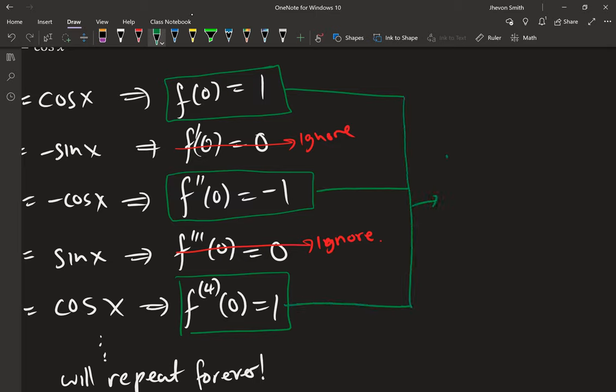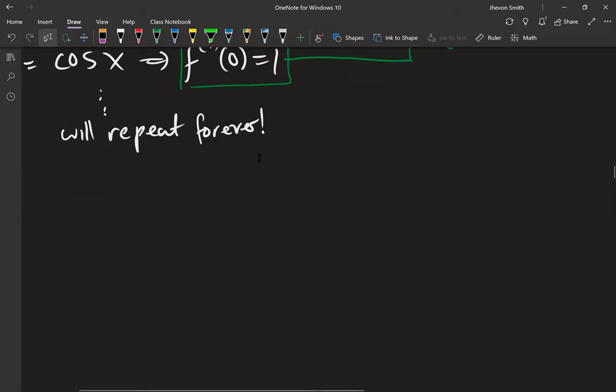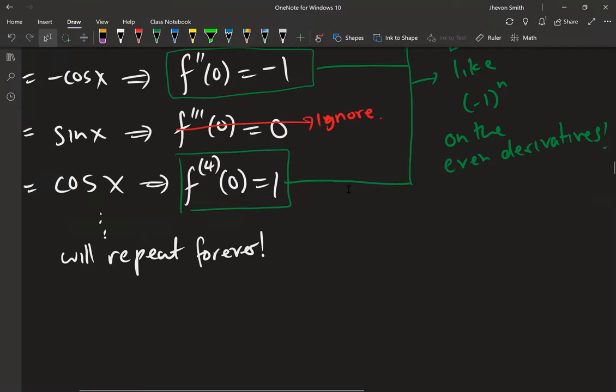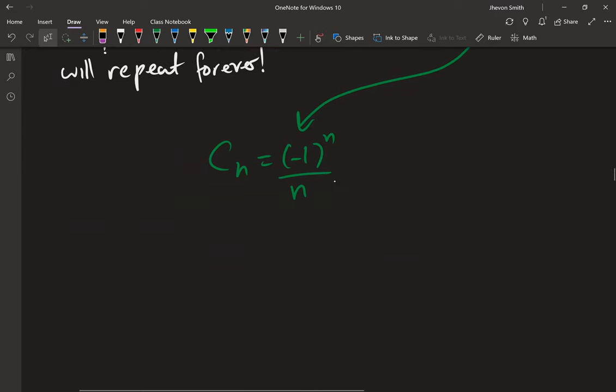How can you write down a formula for it though? This guy behaves like minus one to the n, but only on the even derivatives. Which means I want Cn to look like minus 1 to the n over n factorial. Or let's say, I don't want to reuse the same thing because they might not be the same. Let's say minus 1 to the k over n factorial, but n only allowed to be even.